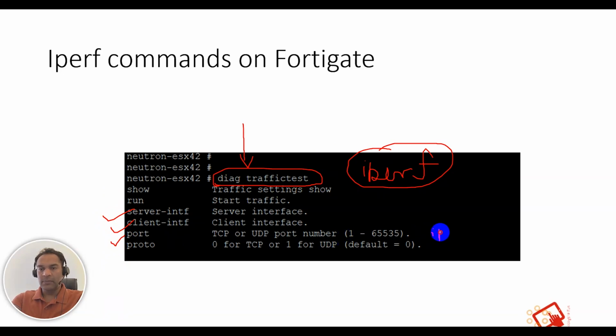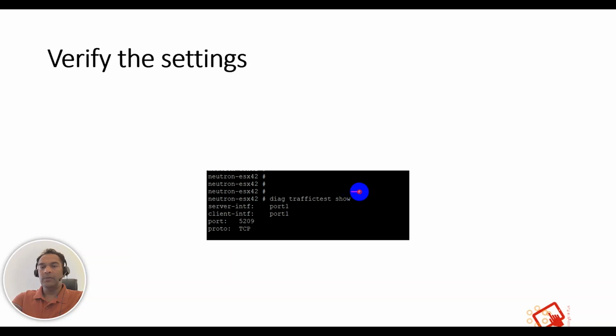Okay, so if FortiGate is the iPerf server, or outside is the iPerf server, and the protocol is TCP. So 0 for TCP, 1 for UDP. By default, this is configured as TCP protocol. Now, once you see this direct traffic test command, you can do direct traffic test show. When you do that, it shows the current configuration.